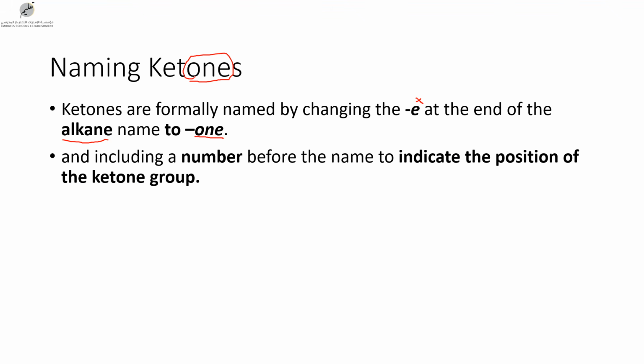Okay. Now we need to give a number to the ketone group, the carbonyl group. We need to show its location. All right. So we give numbers, and it has to be the lowest number. Same rules as we learned in chapter 7. So for example, look here. How many carbons are there? 3 carbons, right? So this is propane.